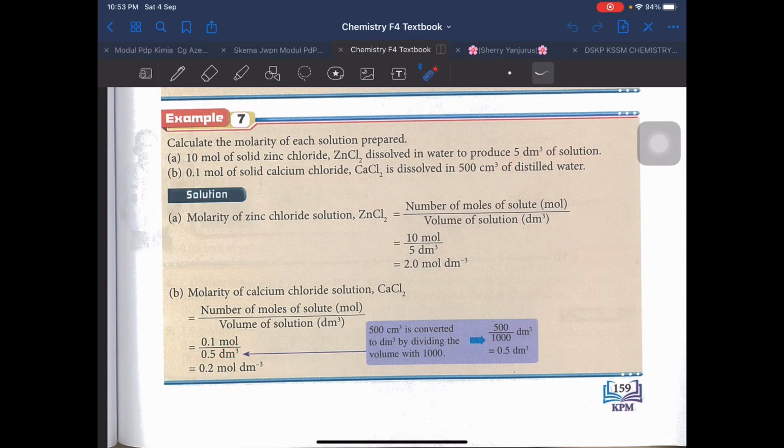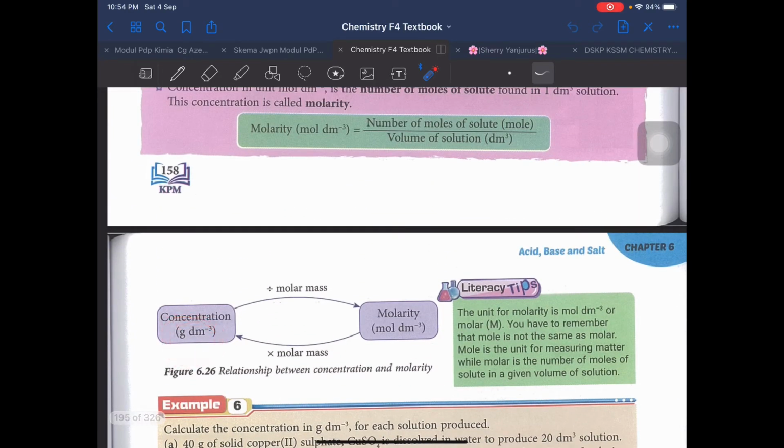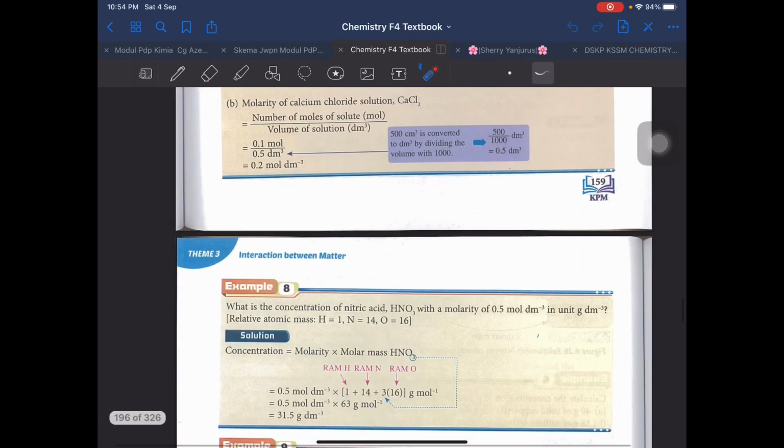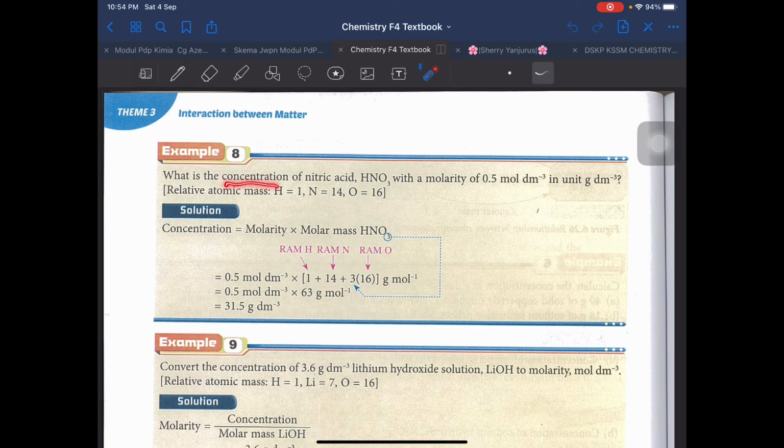So now you understand that daripada bahan-bahan kimia yang dalam bentuk solid, okay, solid boleh dikira dia punya kepekatan dengan menggunakan formula gram per cubic decimeter and mol per cubic decimeter. Okay, let us continue to understand example 8. What is the concentration of nitric acid with a molarity of 0.5 mol per cubic decimeter in unit gram per cubic decimeter? Apa yang dia mahu adalah kepekatan. Asid nitrik, dia bagi molarity. Dia mahu gram per cubic decimeter.